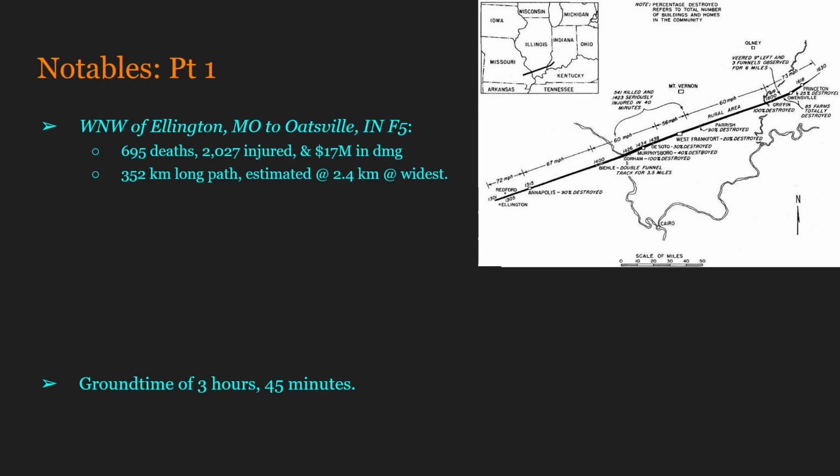This path is estimated to be approximately 352 kilometers long. However, I'll discuss this at the very end here, that the path could be longer. It is estimated to have been 2.4 kilometers wide at its widest point. This tornado would thankfully spare, first of all, Ellington and Redford, Missouri. However, it completely annihilated Annapolis, Missouri, destroying 90% of the town.